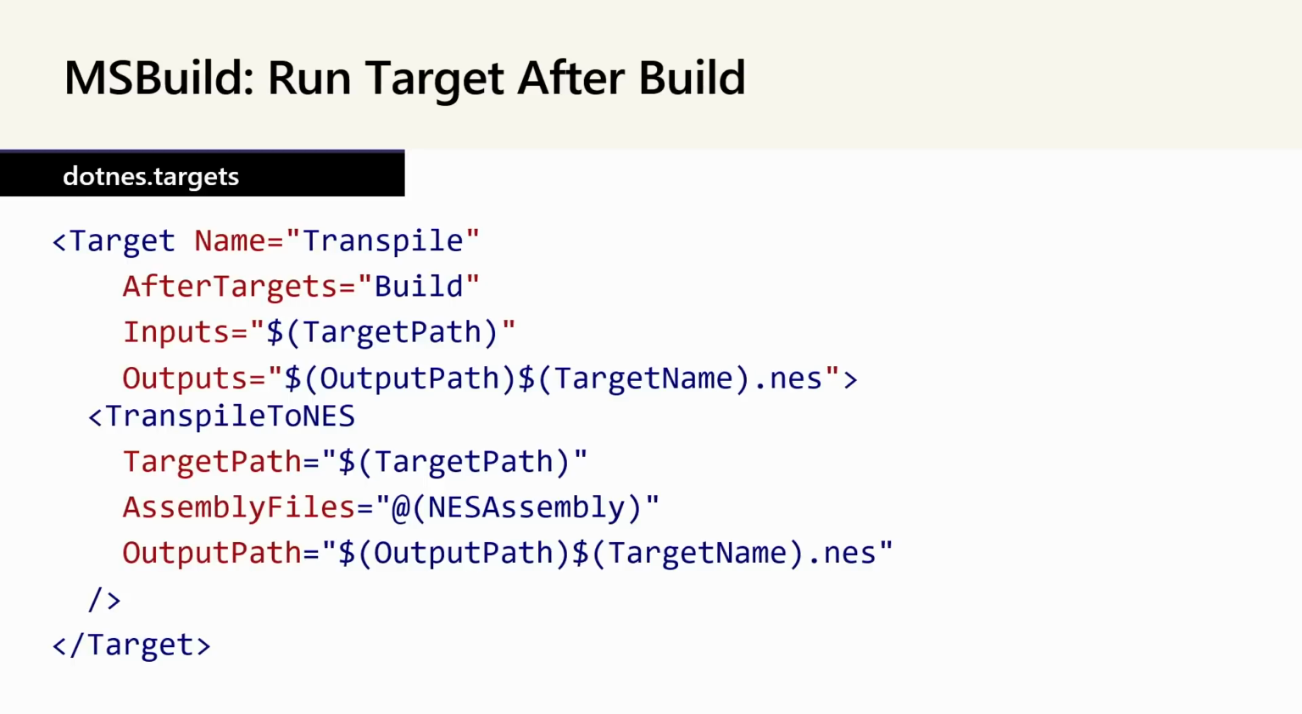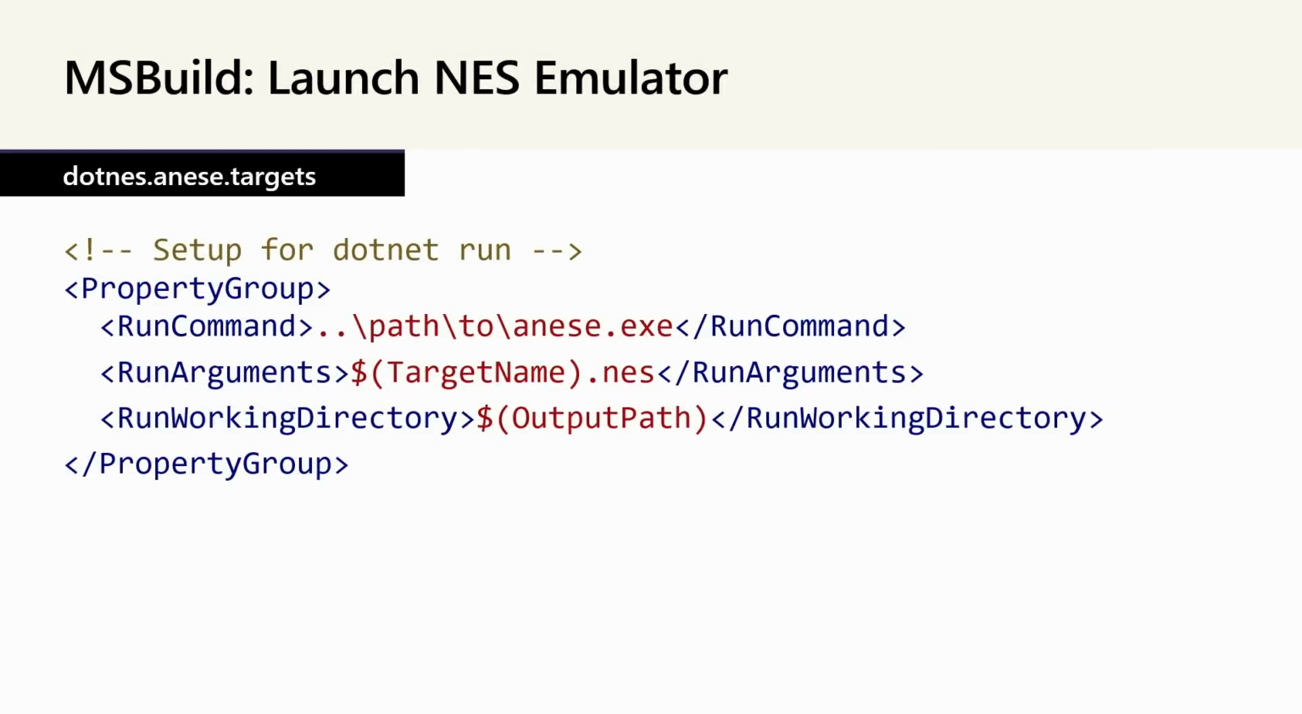At NES assembly, that's actually an item group, which is different than a property, but an item group you can think of as a list. And so you can have more than one .s file, and this would still work, theoretically anyway. Yeah. And so how do you launch an NES emulator?